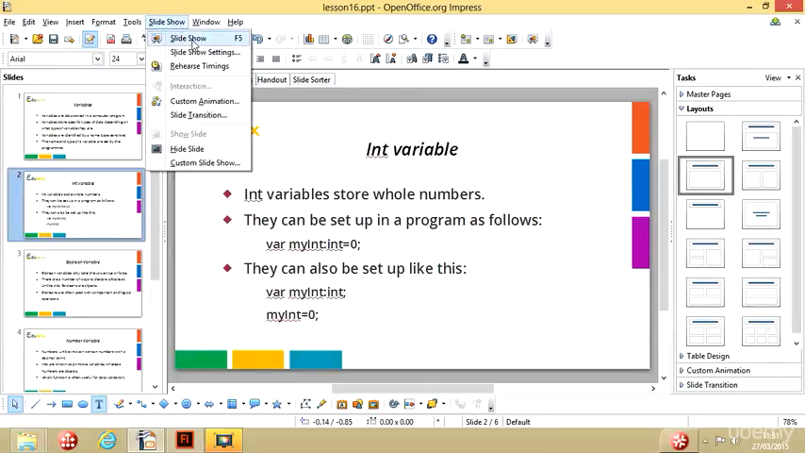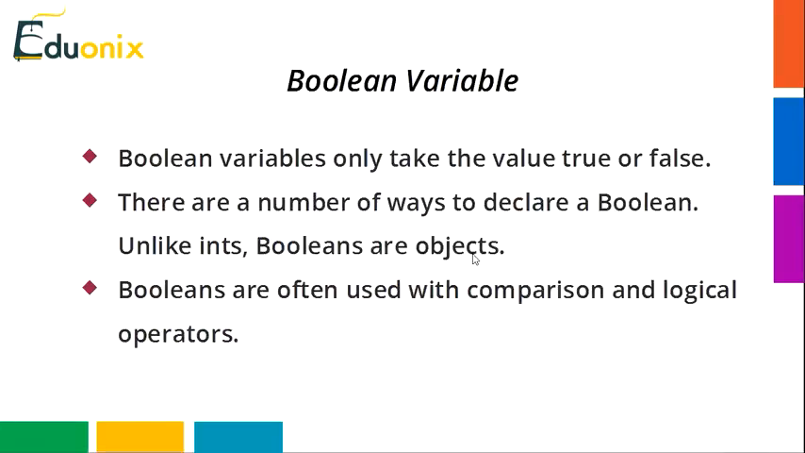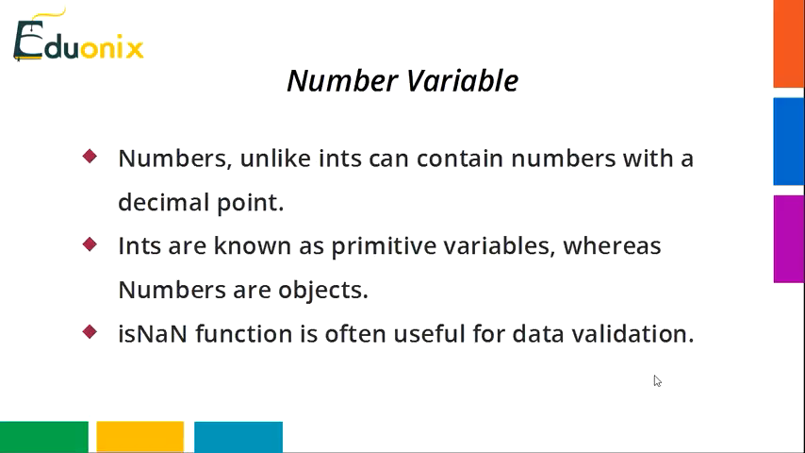I think I've said enough on ints for the moment. Booleans, I'm going to talk about that in another lesson. We've already come across it, in fact. It's a variable that can only take true or false. I'll just mention that Booleans are objects, unlike ints, and I'll talk a bit more about that in a minute. And the reason I'm going to leave it is because in another lesson on if statements, I'm going to be talking about comparison and logical operators. We'll be using Booleans all the time. So I'm going to skip Booleans.